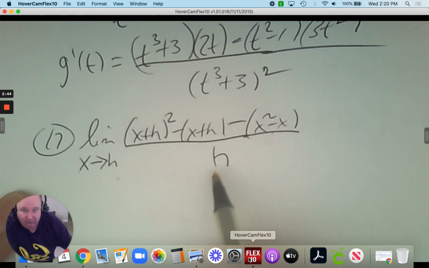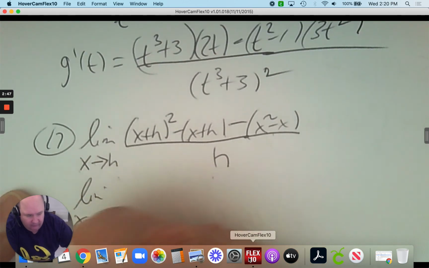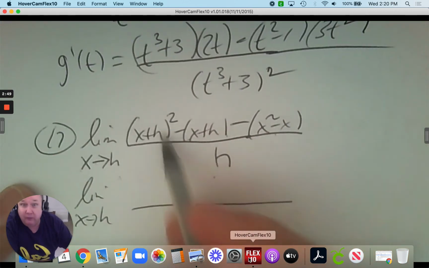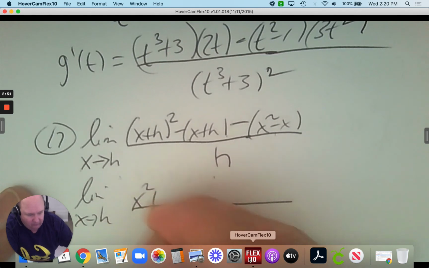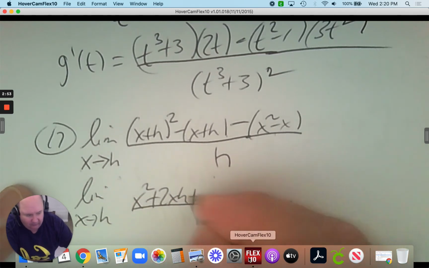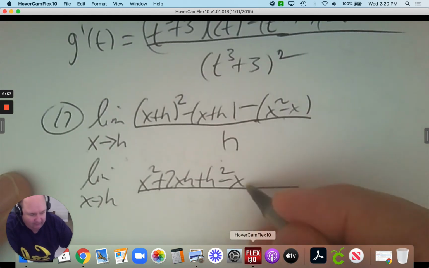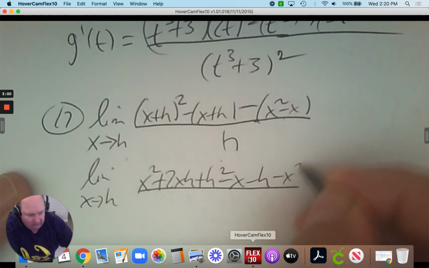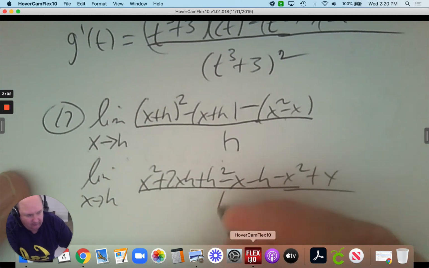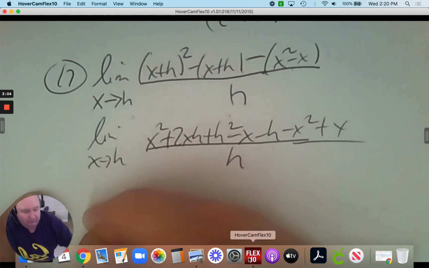Now the algebra to find the derivative. So I'm going to expand the numerator. I'm going to FOIL this out. So it's x squared. We have 2xh and h squared. We have negative h, negative x squared plus x. Now we get to do some simplifying.